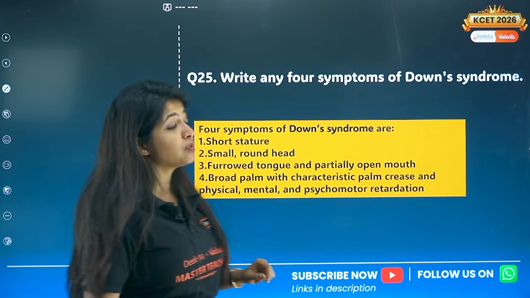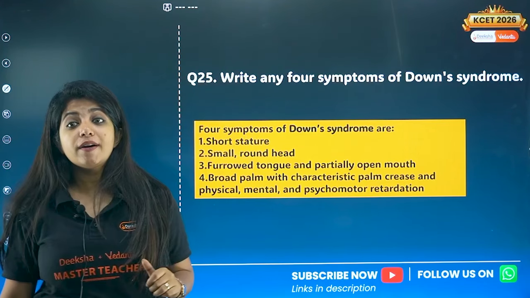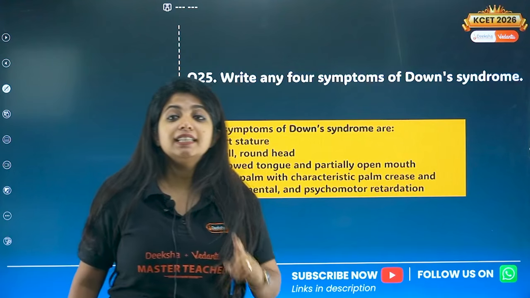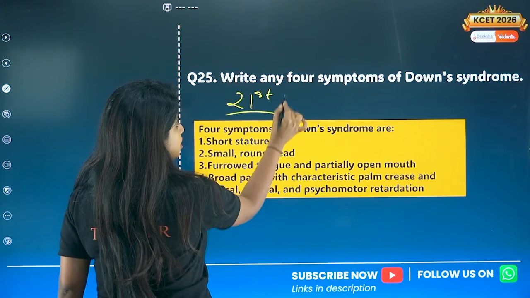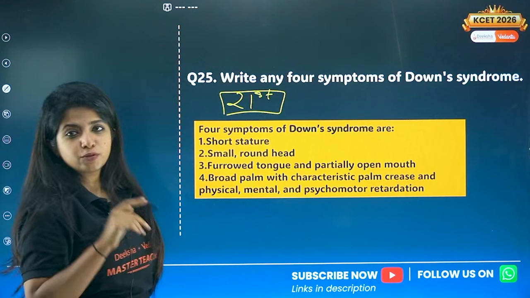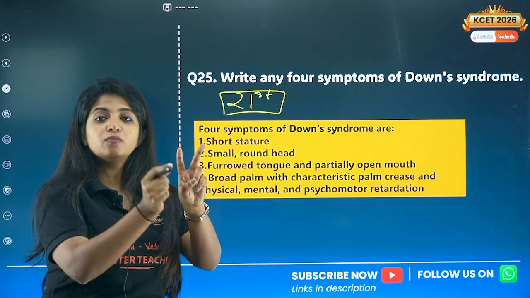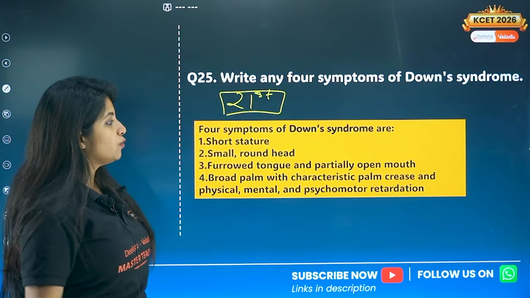Right? Any 4 symptoms of Down syndrome. Down syndrome is caused when what happens, my dear children? There's an extra chromosome. Which chromosome? 21st chromosome. So this is known as trisomy of 21st chromosome. Since you have 2 chromosomes, 1 chromosome comes extra. That is why trisomy of 21st chromosome.